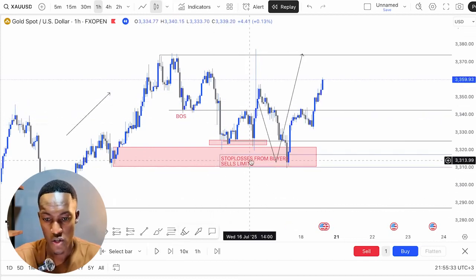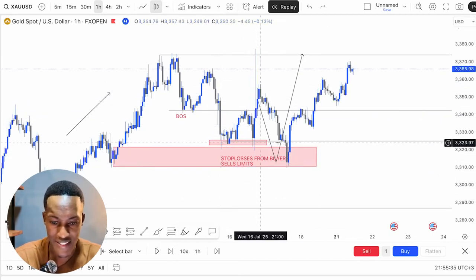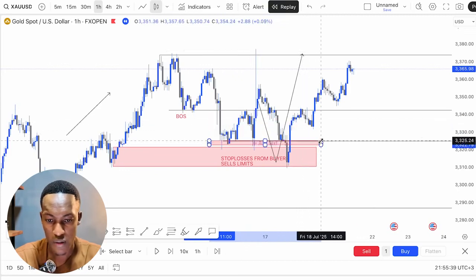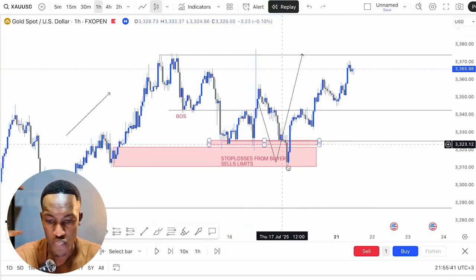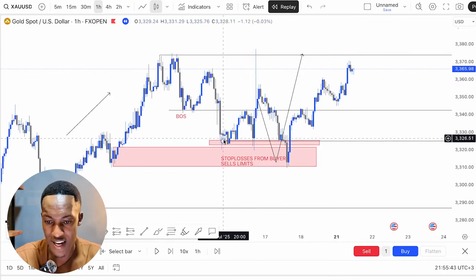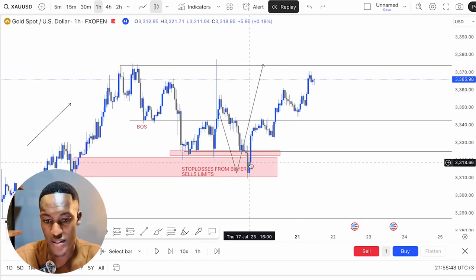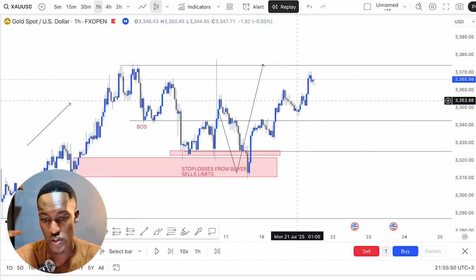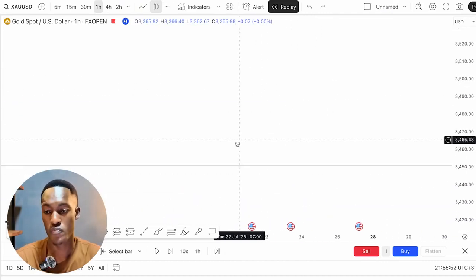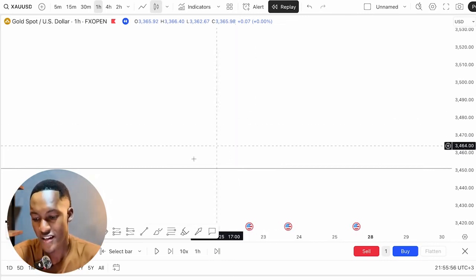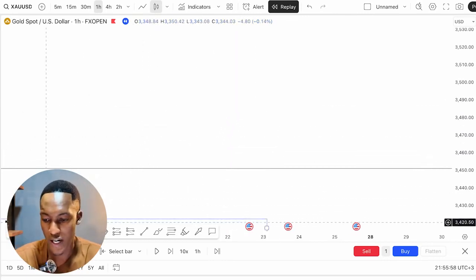Okay, there you go. So we have everything taken out, you can notice. So the price breaks out of these equal lows, taking out all the stop losses, and guess what? The price finally pushes to the upside. Now, another question should be, how do we get entries? And this is what you need to look out for, okay?